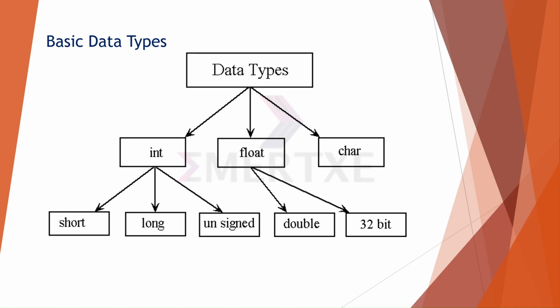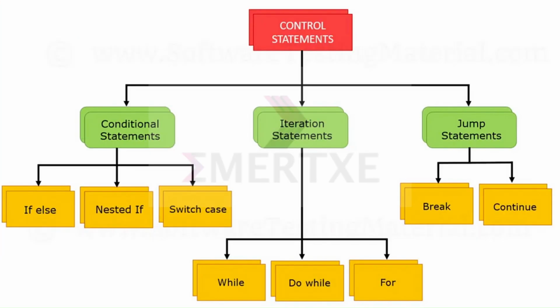Now we will discuss the basic data types. There are various data types in C, like integer, float, and character. In integer, we also have short integer, long integer, and unsigned values. In float, we have double and the 32-bit type. In integer type, we store integer values. In float type, we store floating point values, and character is used to store a single character of our alphanumeric type.